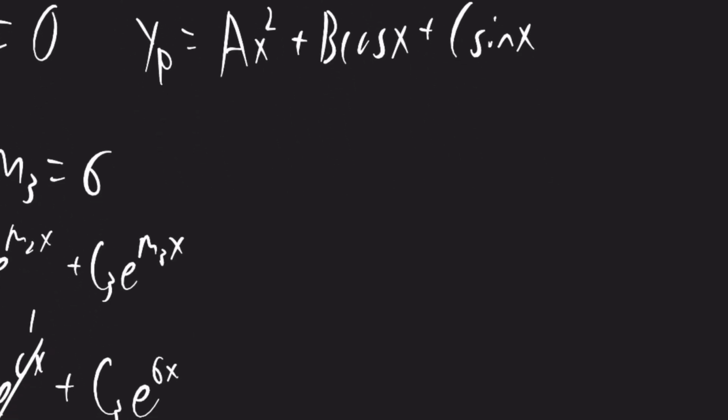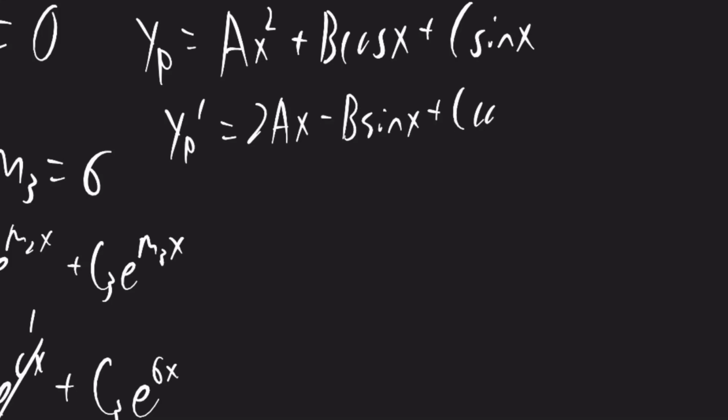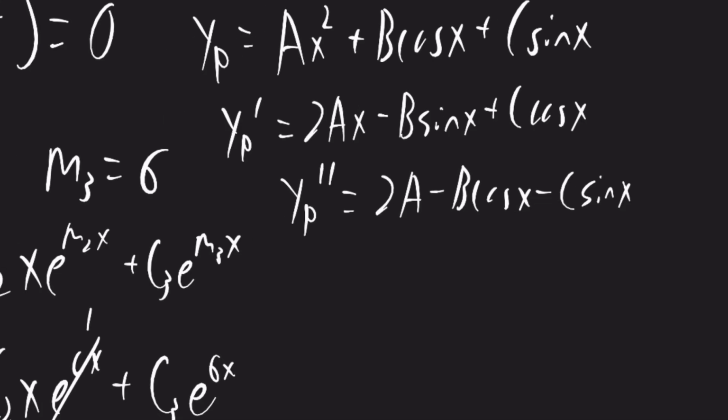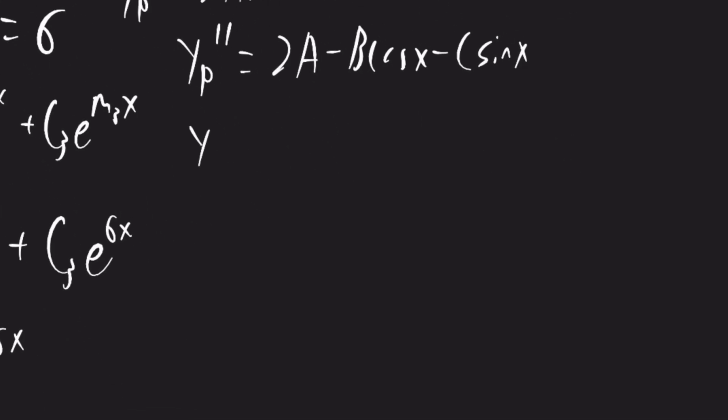We can now take the derivative of yp, so yp prime is going to be equal to 2 times ax minus b times sine x plus c times cosine x. We can take the derivative again. Yp double prime is going to be 2a minus b times cosine x minus c times sine x. And we can take the derivative once more to find yp triple prime. It'll be b sine x minus c cosine x.